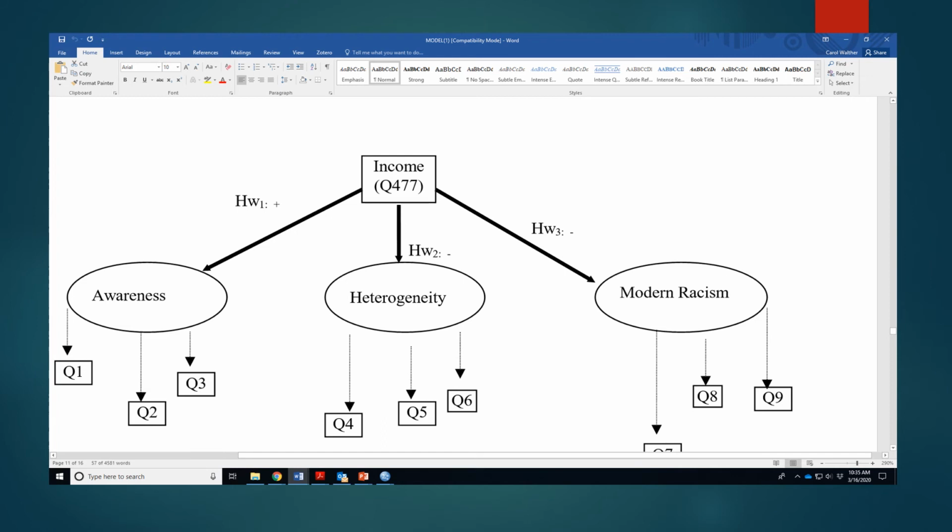So as income increases, heterogeneity decreases. And then working hypothesis 3, as income increases, modern racism decreases. So again, you still have Q1, Q2, Q3, which we saw from the last figure. This indicates the questions that are going to represent or conceptualize or measure what kind of awareness we have or what kind of modern racism we have. The important part of this figure is looking at the working hypotheses.